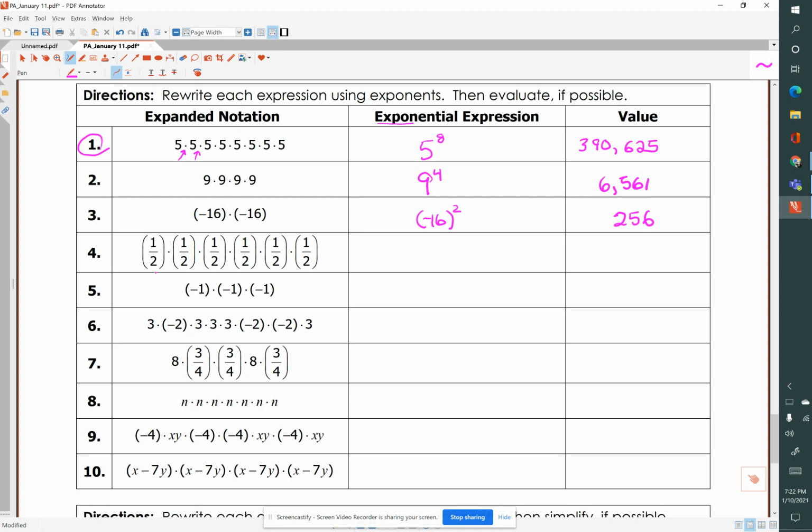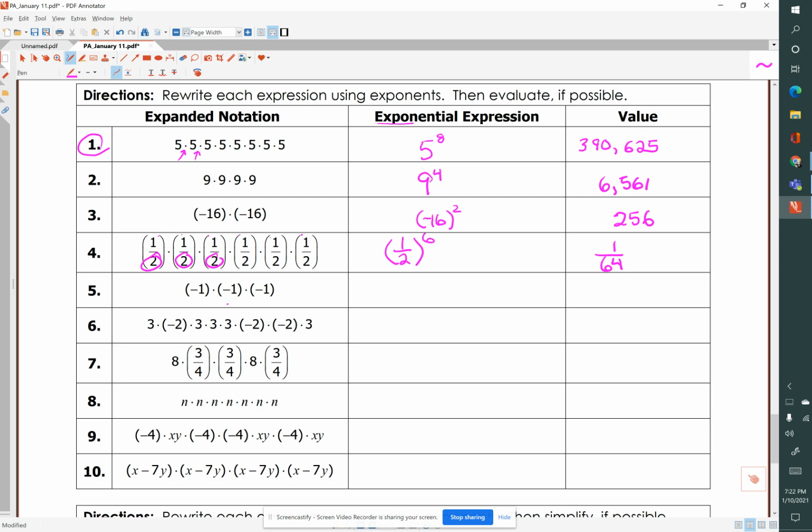Now, the fractions will work the same way. 1/2 times 1/2 times 1/2 times 1/2 times 1/2 times 1/2 is 1/2 to the 1, 2, 3, 4, 5, 6th power. But if we keep multiplying those denominators, we will end up with 1 over 64. This is a rule you'll work more with when you get to algebra next year.